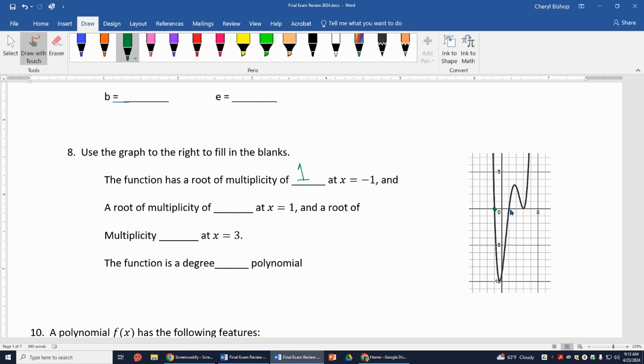At x equals 1, we can also see that it's going straight through, so that is also a multiplicity of 1. And at x equals negative 3, it looks like the vertex of a parabola, so that means it's a multiplicity of 2. Those are the only places we go through. So this has a degree of 1, 2, 3, 4. This is a 4th degree polynomial.